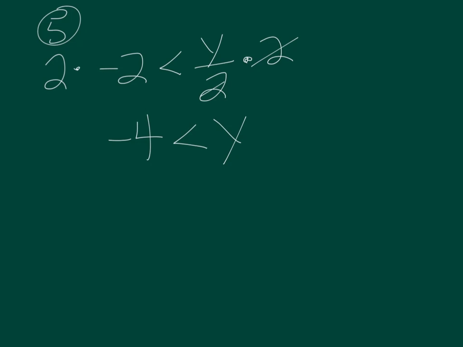We only flip the inequality if we multiply by a negative number. Did we multiply by a negative number? No. This number right here is positive. Okay? And then our graph will be open circle, and greater than means we go to the right. Okay? All right, let's pick another one here.